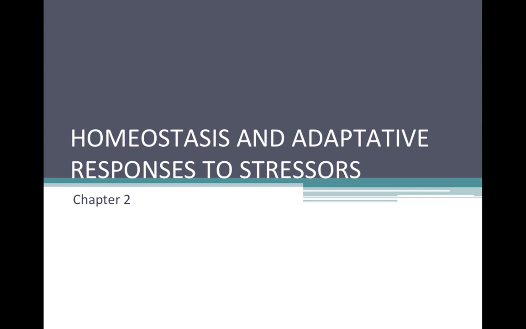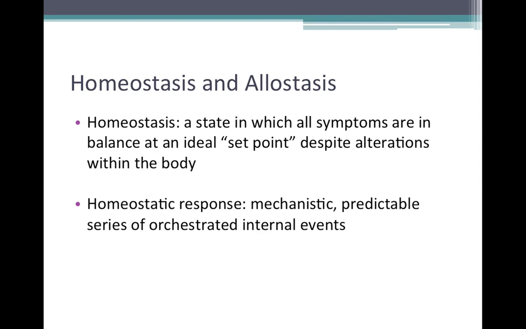Okay, in this video we're going to talk about Chapter 2, which is all about homeostasis and adaptive responses to stressors. If you remember going back to anatomy and physiology, we talked about homeostasis, which is a point where all of the signs and symptoms in your body are at an ideal set point. And set point is the point at which certain homeostatic variables should normally be. For instance, our body's normal set point for temperature is around 98.6 degrees Fahrenheit.